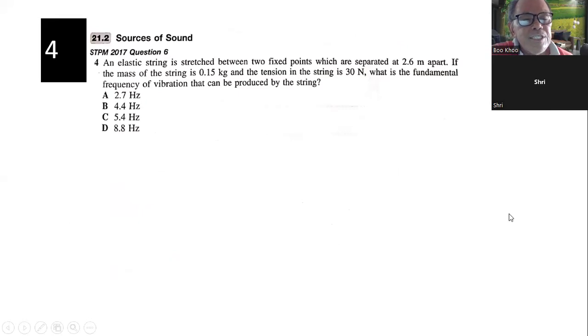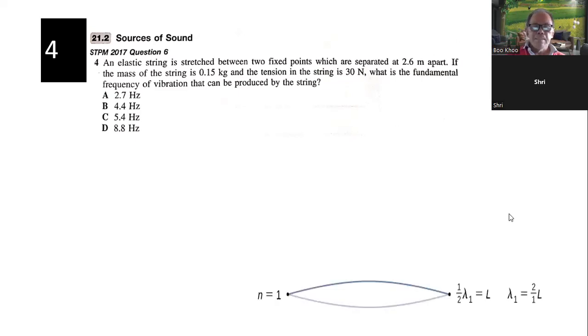An elastic string is stretched between two fixed points, which are separated at 2.6 meters apart. If the mass of the string is 0.15 kilogram and tension of the string is 30 Newton, what is the fundamental frequency of vibration that can be produced by the string? What's the answer? Right, that's a fundamental frequency. One loop.